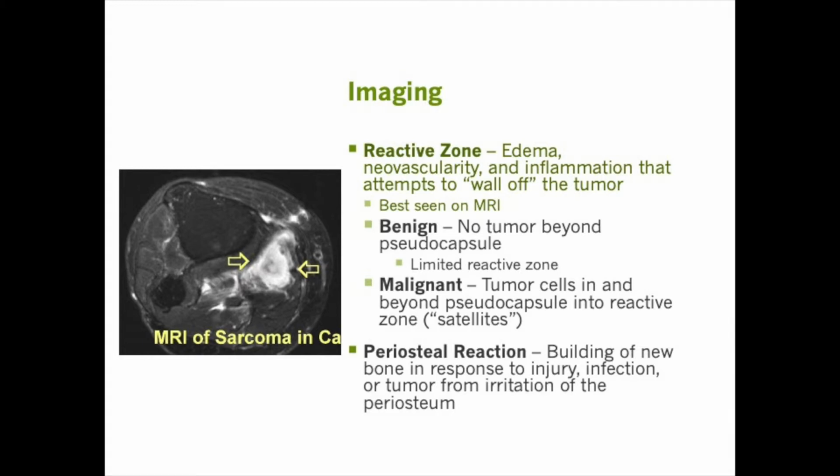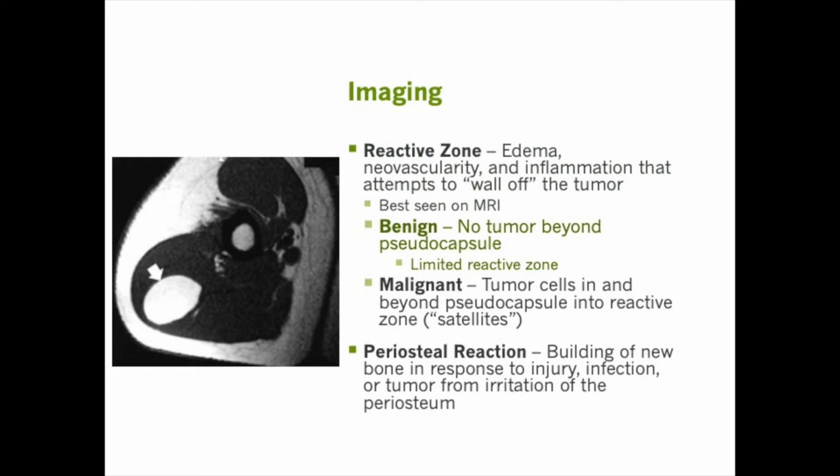That's the reactive zone. A benign tumor will have no tumor beyond the pseudocapsule directly around the tumor, which is defined as not a real capsule. So the body has not created a new cellular layer to wall this off, but instead it's sort of the fibrous debris, the smashed down tissue from the compression of the tumor that immediately surrounds it that does sort of distinguish normal tissue from tumor.